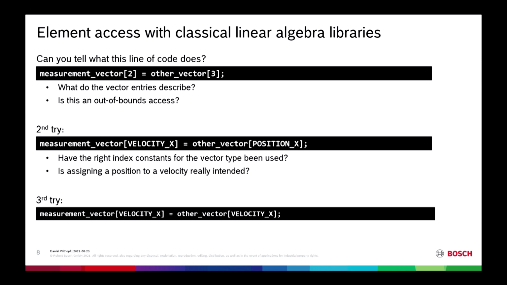Last but not least, maybe the code line is further improved and looks like this here. So now we're reading from other vector at velocity x index and assigning to measurement vector at velocity x index. Now this looks okay from a physical units perspective, but there's still one last question remaining. Namely, in which coordinate frame are measurement vector and other vector? Because if one is in coordinate frame A and the other one in coordinate frame B, and they don't coincide, then again, this is most likely an incorrect operation.